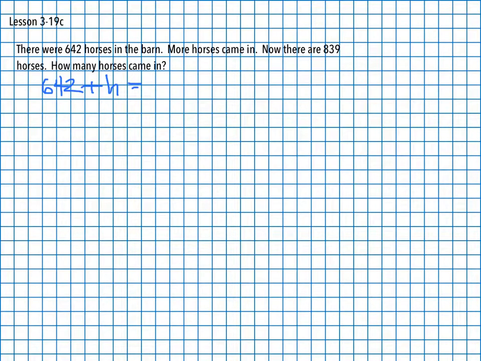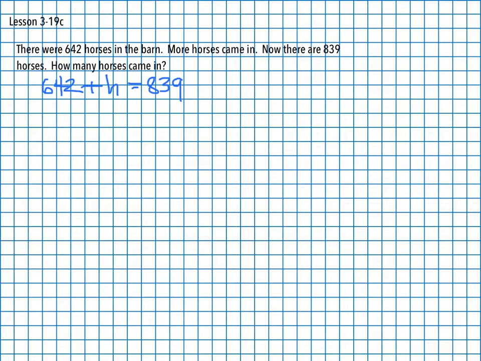Now there are 839 horses. How many horses came in? Now again, fifth graders, this is our situation equation because this is exactly what the problem says. So when we write this down, that's our situation equation. Now the question is, what does our solution equation look like?